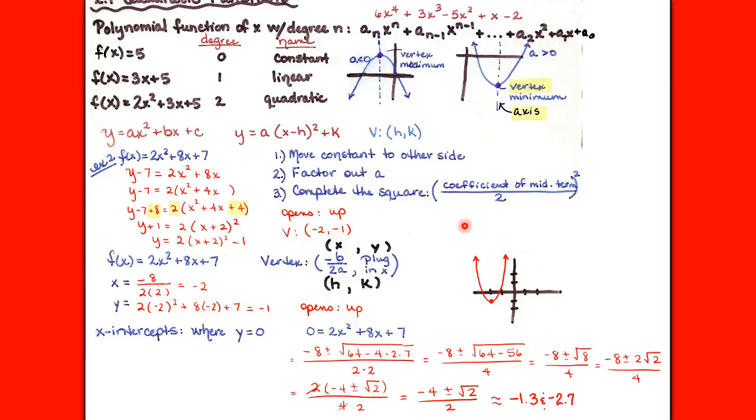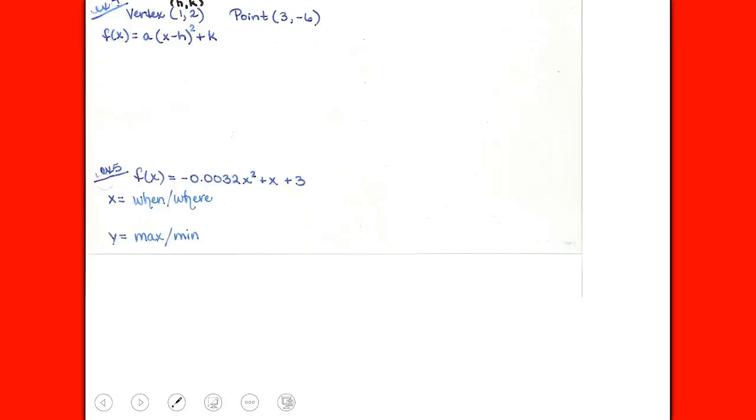Up until this point, they've been giving me the equation and asking me to give some information. For the next problem, they give me some information and ask me to come up with the equation. So for example number 4, it says, find the standard form of the equation for the parabola that has a vertex of 1, 2, and passes through the point 3, negative 6. Okay? I know that my vertex is h, k, so we can come down here and plug in h, k. So I'm going to put 1 in for h and 2 in for k.